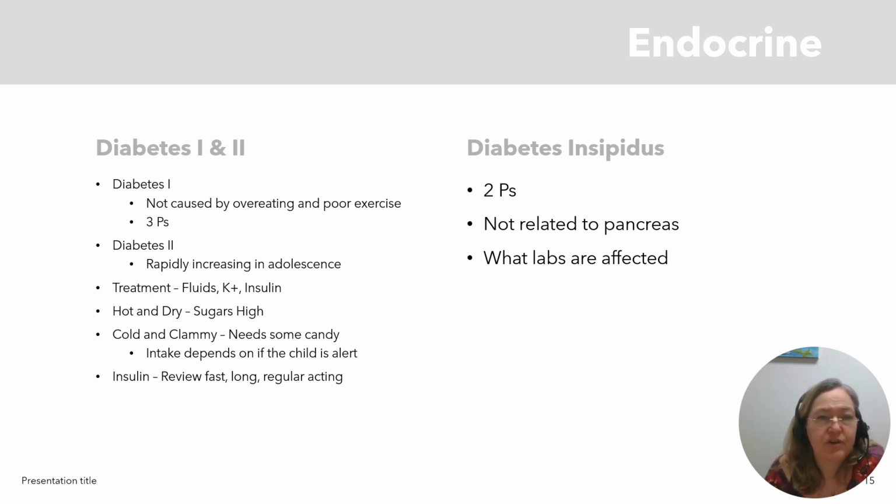Most of the questions are going to revolve around type 1 diabetes because that's the more common type of diabetes that pediatric patients get. Make sure you review recognition of diabetes, including the 3 Ps. Make sure that you're able to differentiate between high blood sugar and low blood sugar. As far as treatment, remember, hot and dry, sugar's high; cold and clammy, needs candy. So that is one way to help remember the signs and symptoms differences.